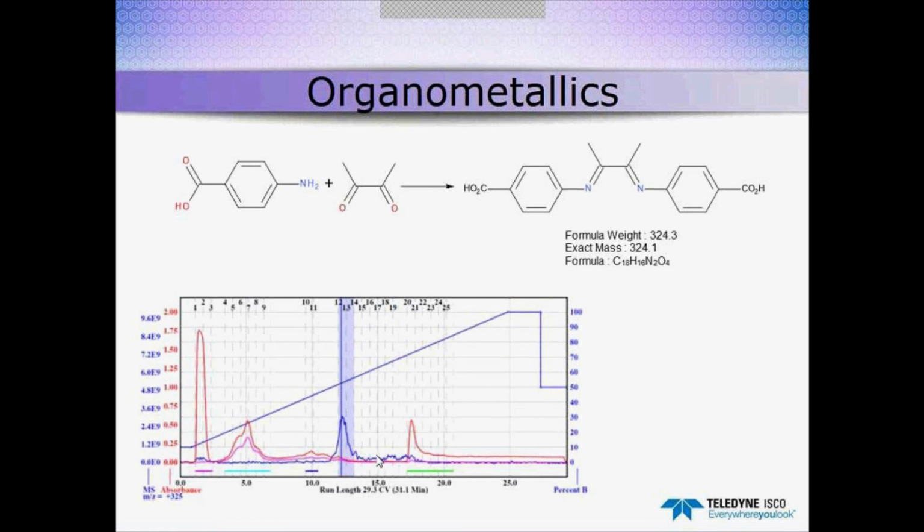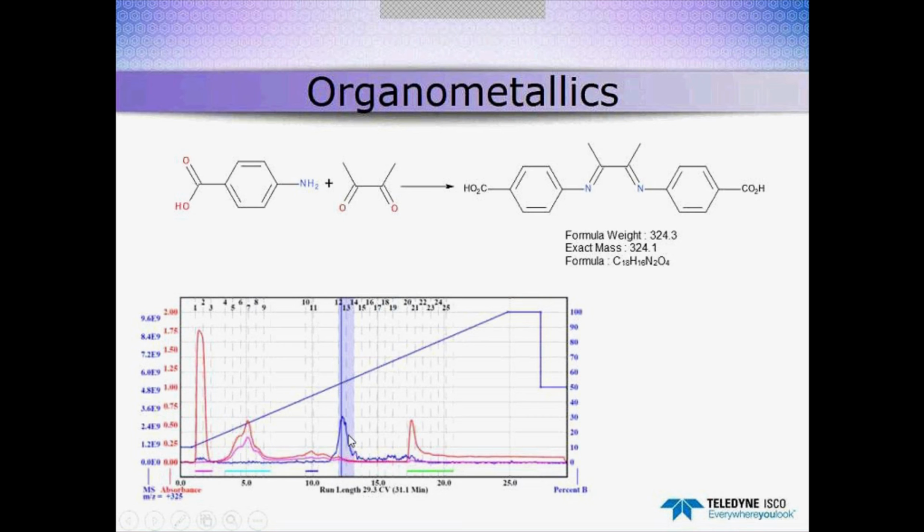This is an example of organometallics where we've formed a ligand that then bonds with the palladium or platinum. And we've purified that, again, using a mass spec. We can see that here's our target mass, 324. That's the blue line here.